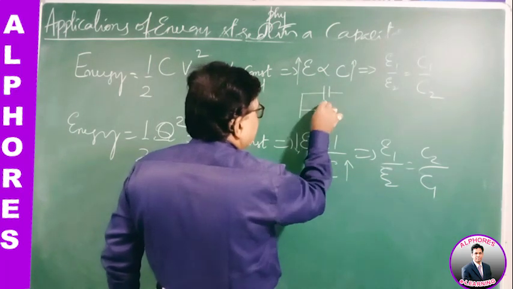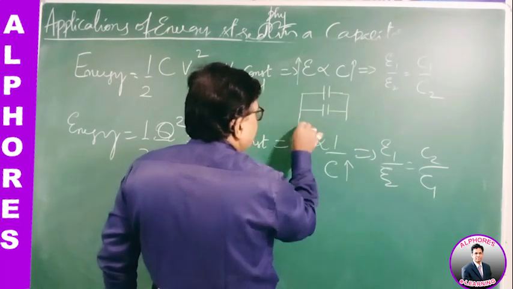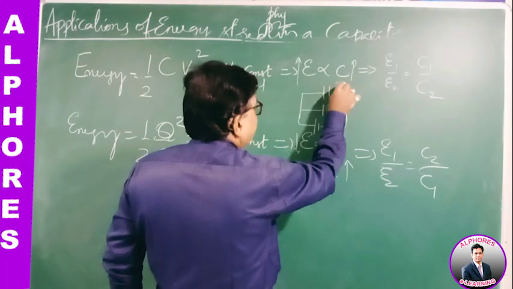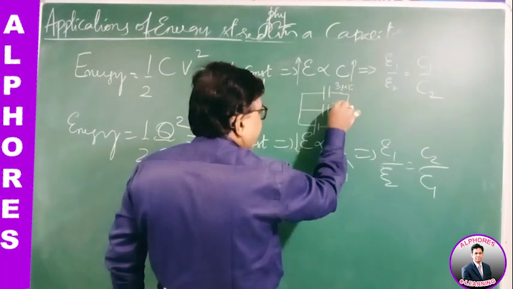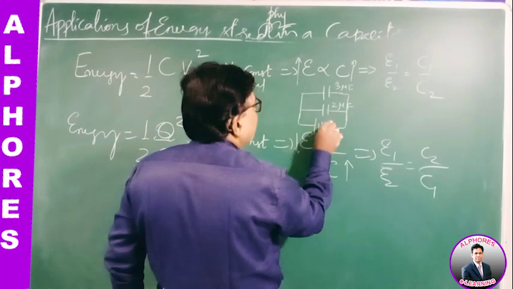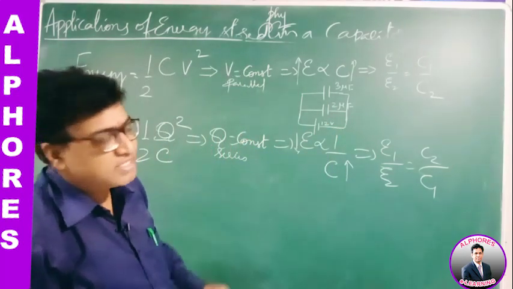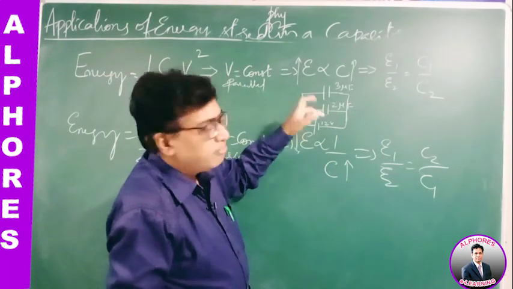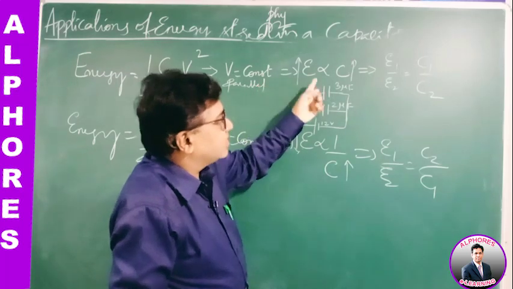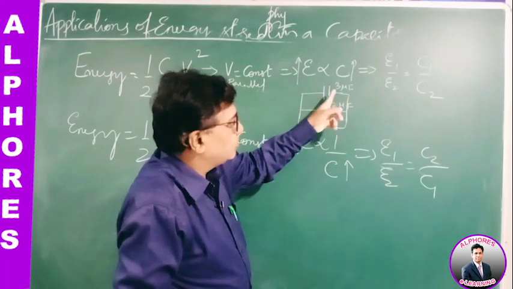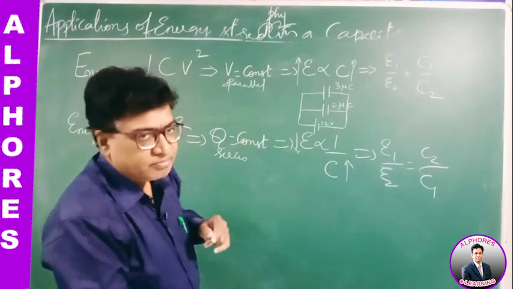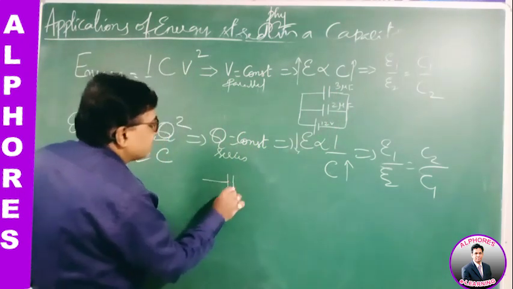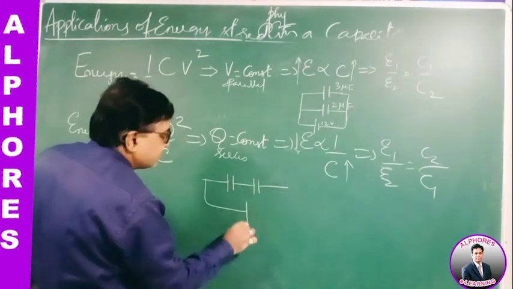Suppose two capacitors, 3 microfarads and 2 microfarads, are connected in parallel to a 12-volt battery like this. What is the ratio of their energy in parallel? Potential is constant, so energy is proportional to C. So it is 3:2.